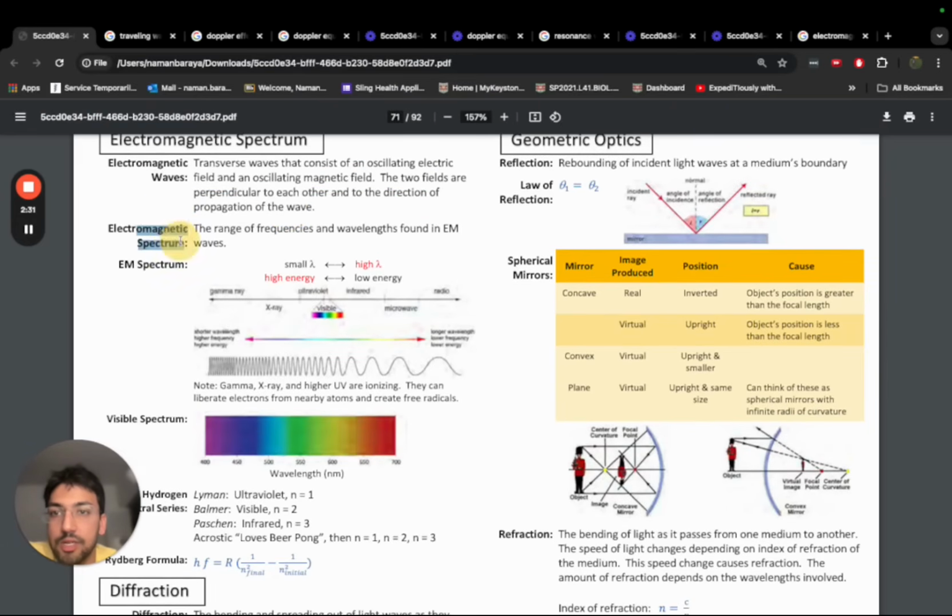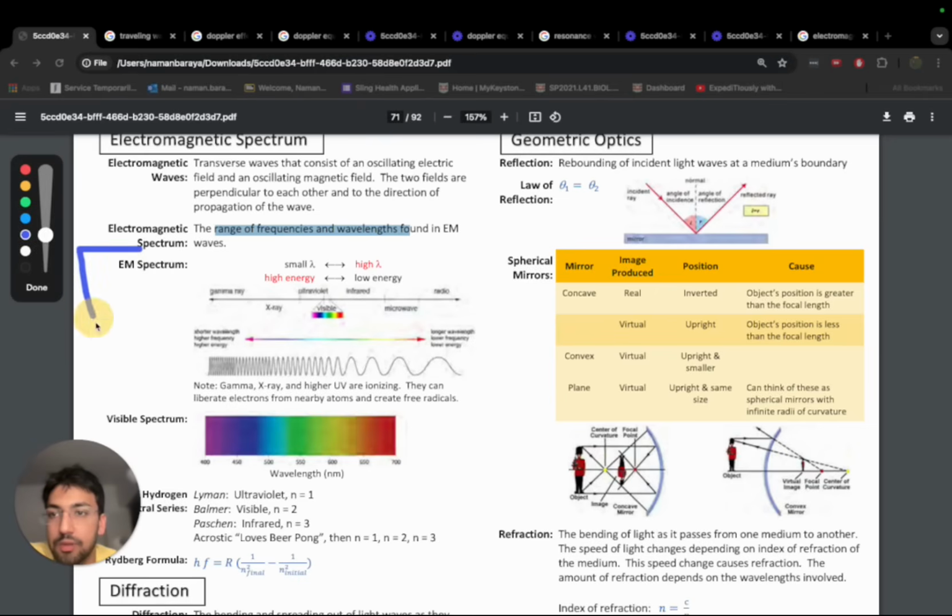Then we have the electromagnetic spectrum, and that's the range of frequencies and wavelengths found in EM waves. So this is the electromagnetic spectrum over here. You can see that it goes from gamma rays, which are really, really high frequency, all the way to radio waves, which are very low frequency, high wavelength. And in the middle, there's visible, which is actually a very small portion of this electromagnetic spectrum. And that visible is just the things that we can see. So you should know that 400 is violet and 700 is red, and these are the wavelengths in nanometers.